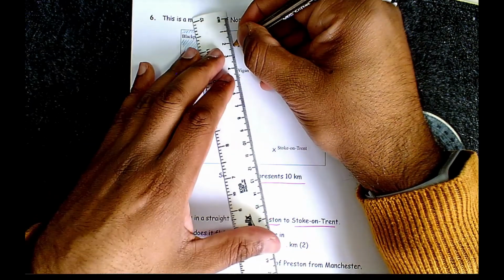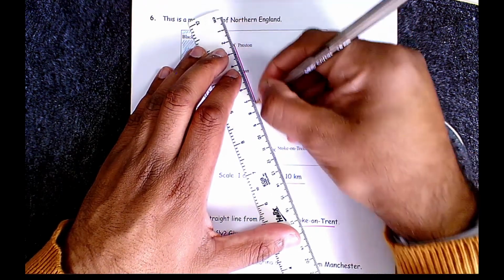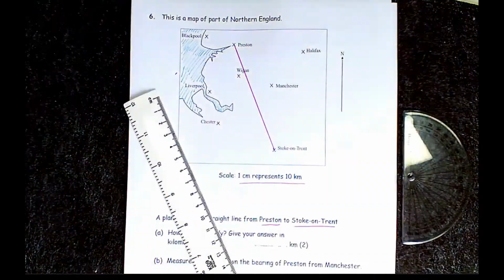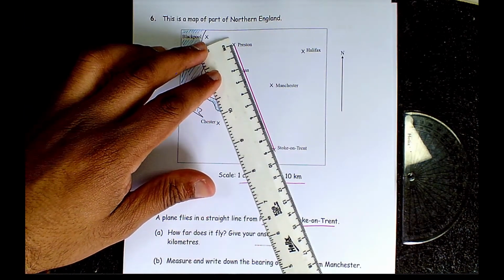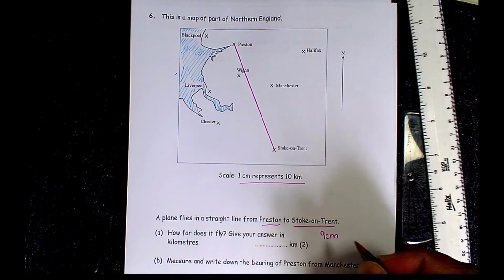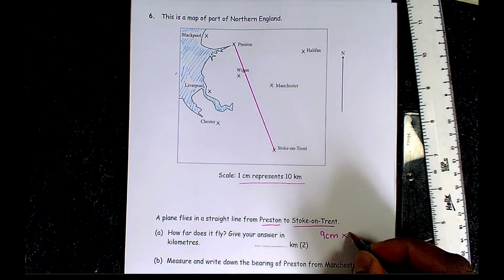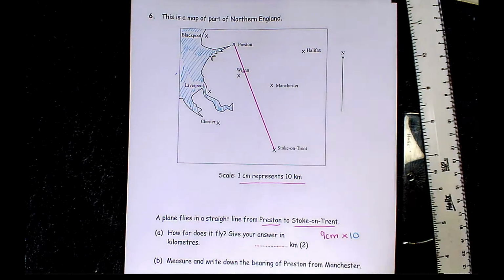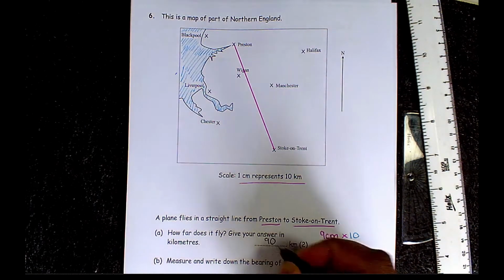So all I'm going to do is draw a straight line, being as accurate as possible, from those 2 destinations. And then using my ruler, I can see that it's 9 centimeters. I need to multiply that by 10 because 1 centimeter represents 10 kilometers, and that's going to give me a final answer of 90 kilometers.